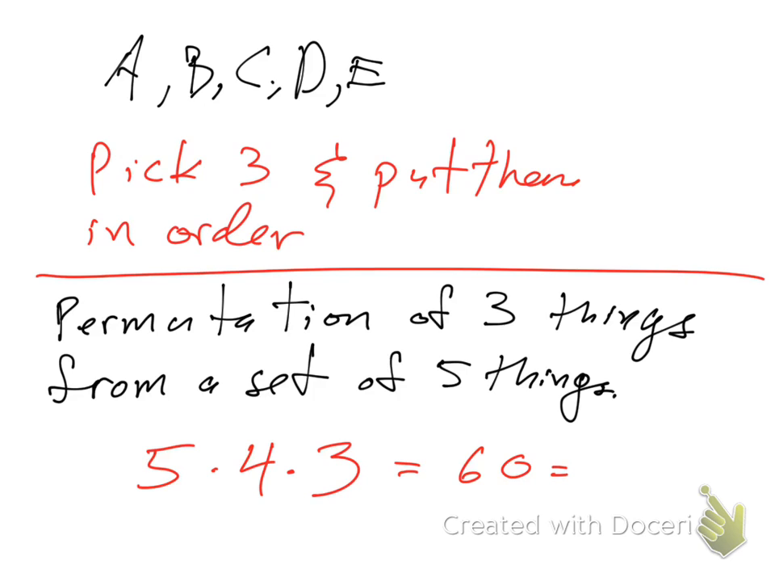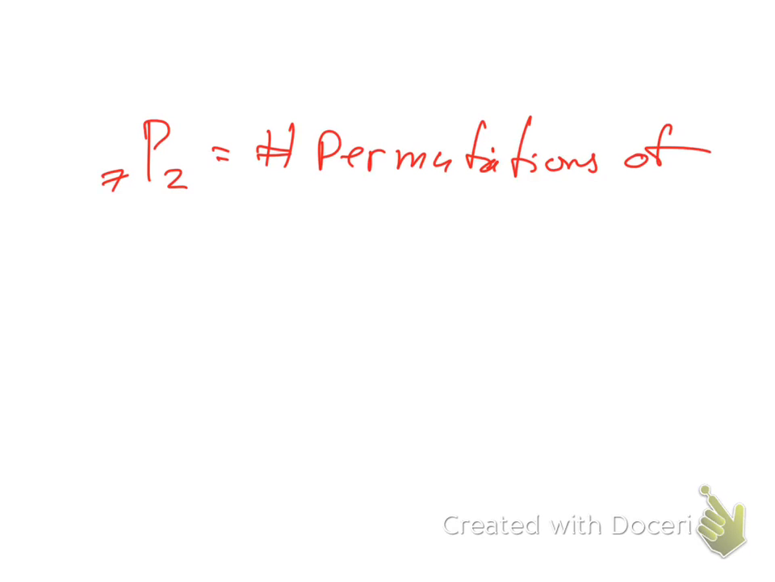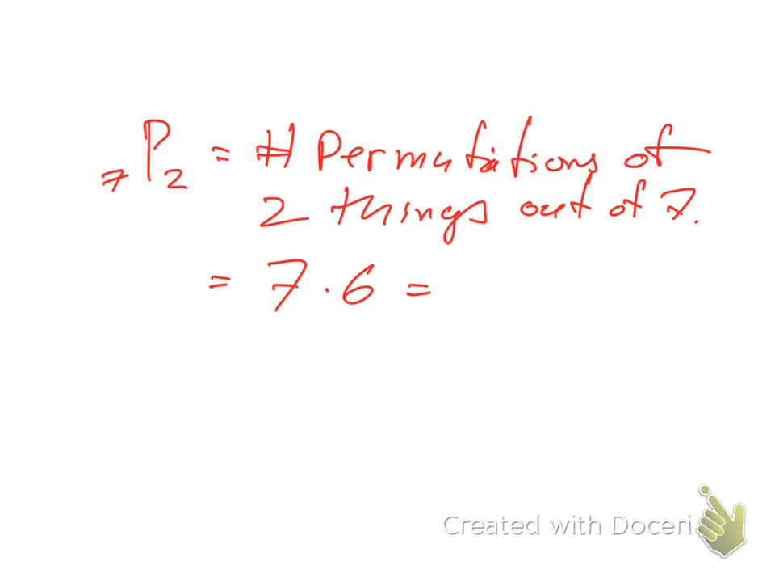And this number is called 5 permute 3, 5p3. So, for example, 7p2 is the number of ways of permuting 2 things out of 7. And this is just going to equal 7 times 6, which is 42. So one way of thinking about this is that the first number tells you the first number of your product, and the second number tells you how many numbers will be in the product.